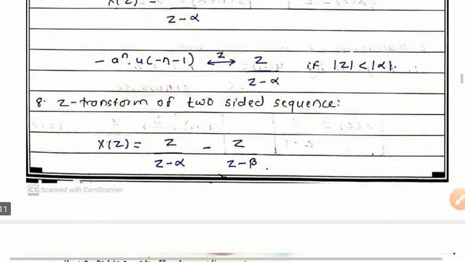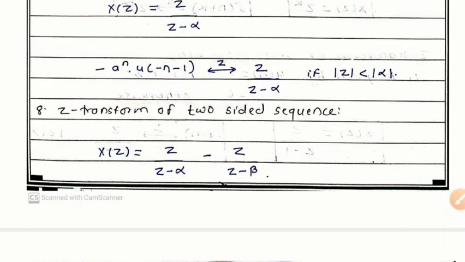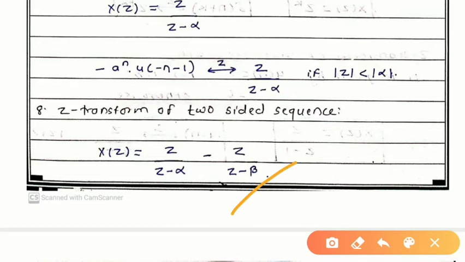So the next is the last one, that is Z transform of two-sided sequence. For the two-sided sequence, X of z is equal to Z upon Z minus alpha minus Z upon Z minus beta. So this is for the two-sided sequence, okay. Here beta is denoted instead of alpha, okay. So there is a small change given.